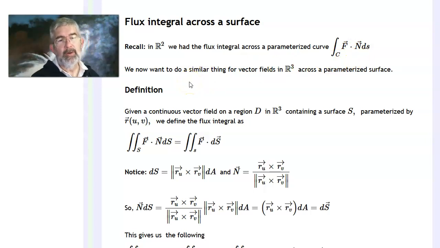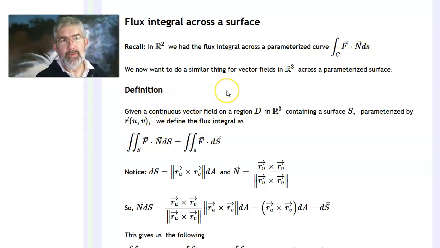Now we're going to do the same thing in R3, but we're looking at going across the surface rather than going across the curve. Now, in the plane, for each curve, there was a uniquely defined unit tangent vector that moved with the curve. And so it made sense for us to be able to do the integral of the vector field along the curve, and we could then rotate that unit tangent vector to get a unit normal vector, and then do these flux integrals across the curve.